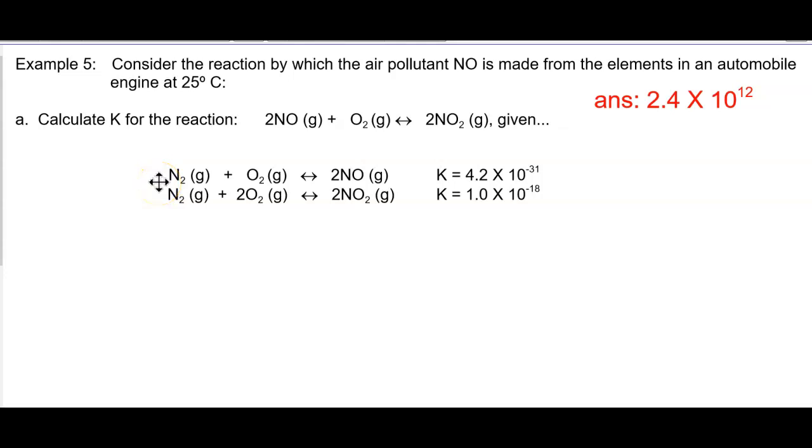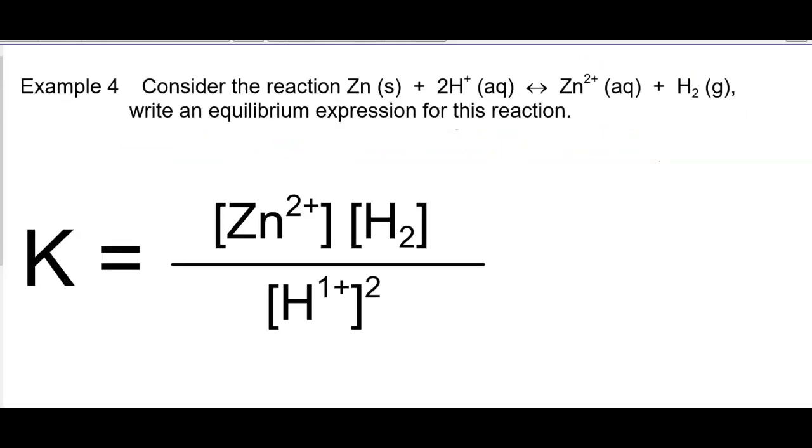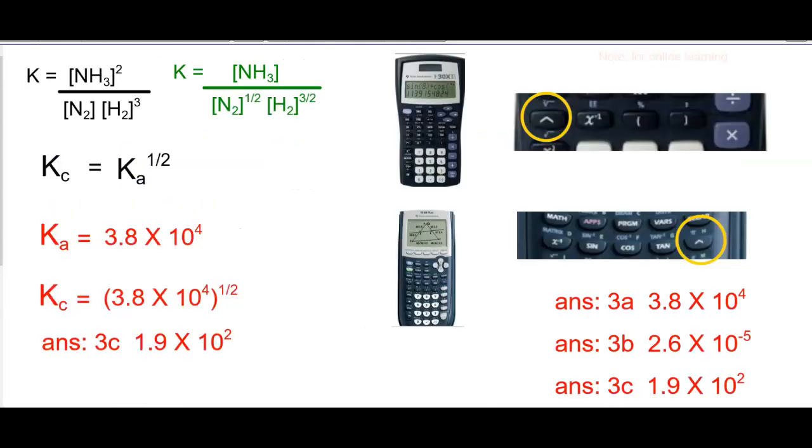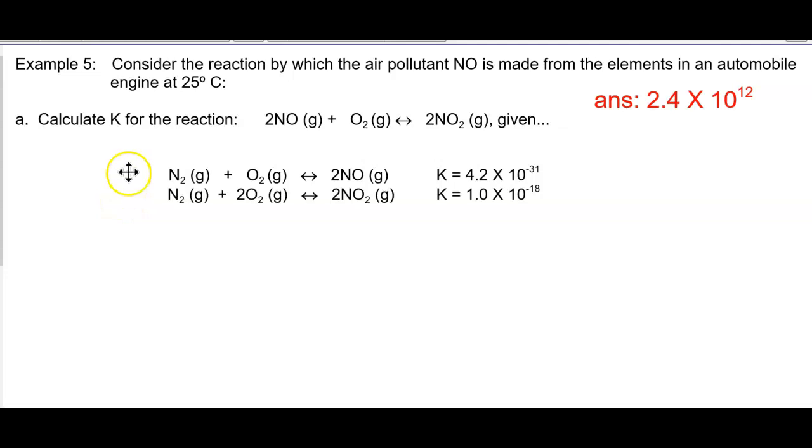Equilibrium example 5. Examples 5 and 6 are going to apply the rule that we talked about back here. Let me go show you that rule. If the reaction can be expressed as the sum of two or more reactions, K for the overall reaction is the product, multiply the equilibrium constants for the individual reactions. Okay, so we're going to apply that here.